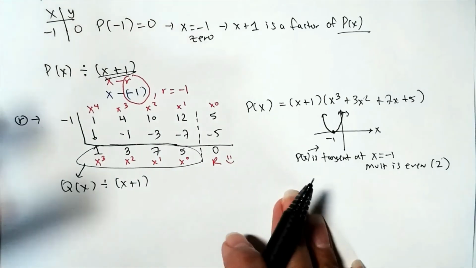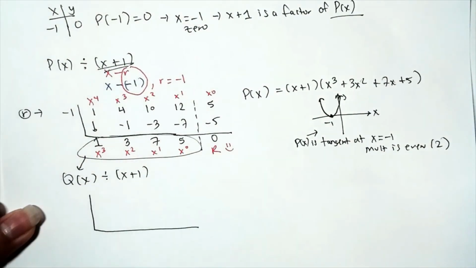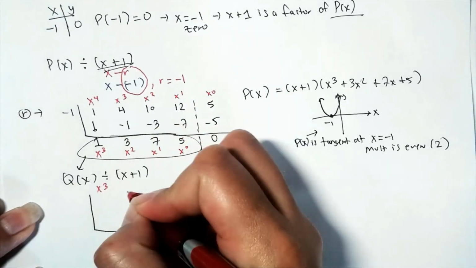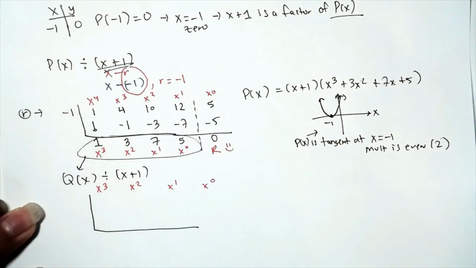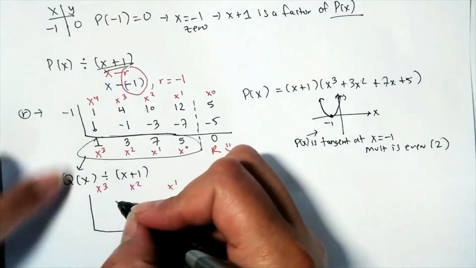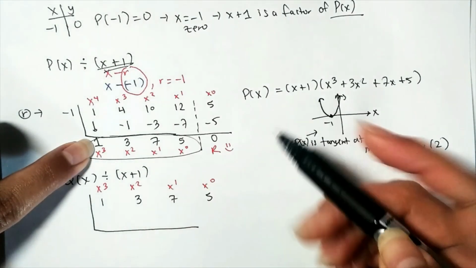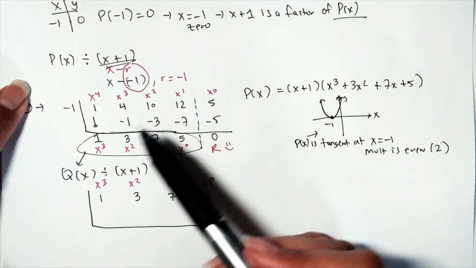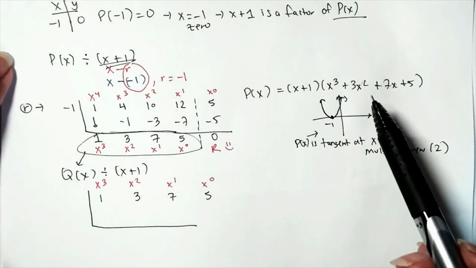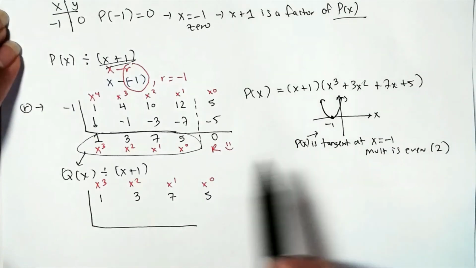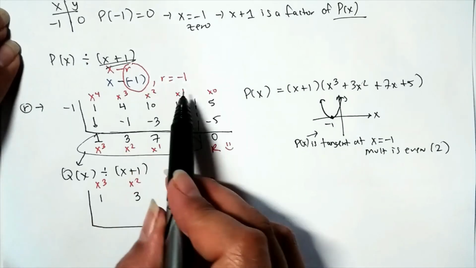So let's take our quotient. The degrees are 3, 2, 1, blast off. Let's put down the coefficients. So 1, 3, 7, 5. It was easier for me to take it from the synthetic division, but you could have taken it from your polynomial here, whatever works for you. We are dividing by x plus 1, so in this case the value of r is once again -1.